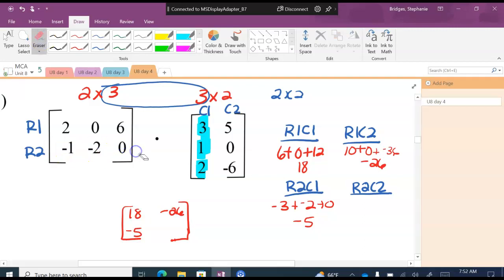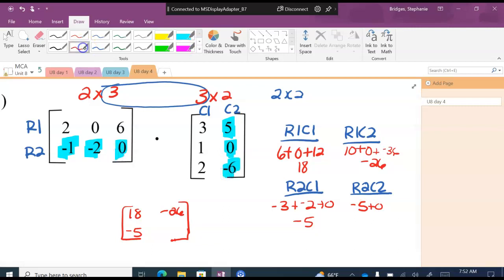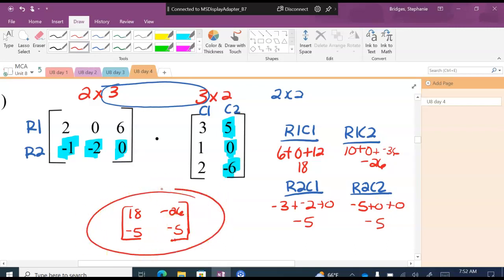And then again, row 2 times column 2 has to happen. So negative 1 times 5. Negative 2 times 0. And then keep going. 0 times negative 6. And so we end up getting negative 5. So that is my answer. It is a 2 by 2, like we said it should be. And those are the new elements in the product.